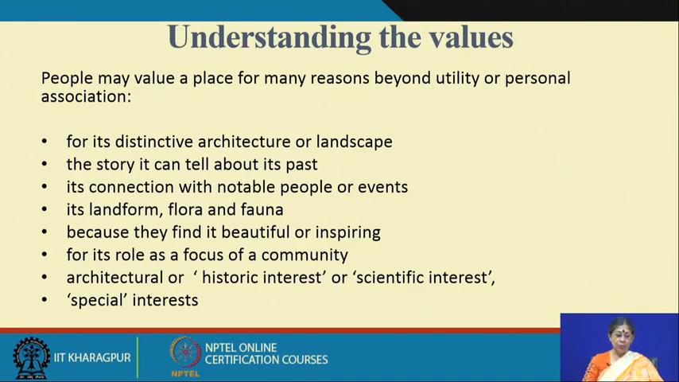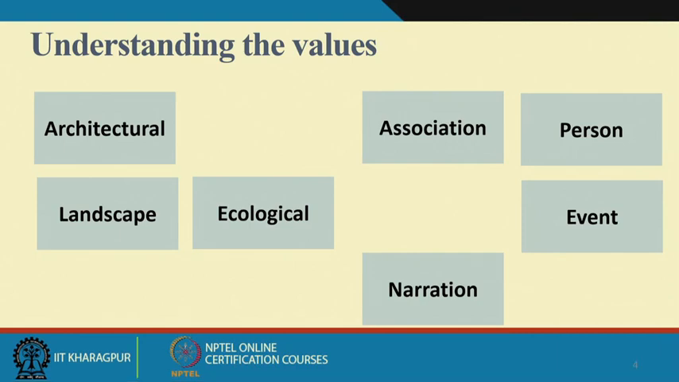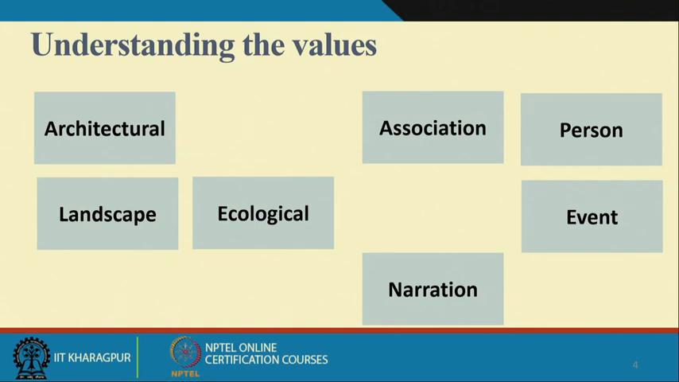We also discussed that there may be many reasons beyond utility or personal association, and we have discussed several points: distinctive architecture and landscape, the story it can tell about the past, the connection with notable people and events, flora, fauna, how people find it beautiful or inspiring, and its role as the focus of the community, and architectural, historical, scientific, and spatial interest. In the last lecture, we talked about architectural value, landscape value, ecological value, association with a person, association with an event, and we also talked about the narration.